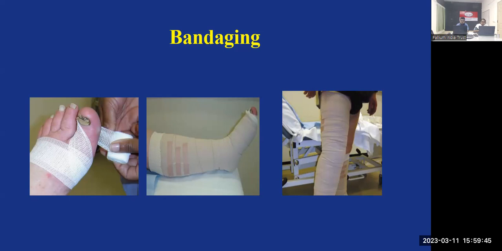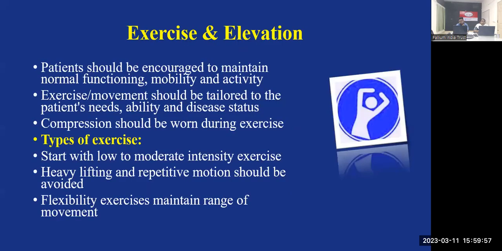After that, we will give a multi-layer bandage. We have a video on bandaging also. But before that, I would like to cover the exercise part. After that, I'll show that video. So after bandaging, then you can train the patient about exercises.